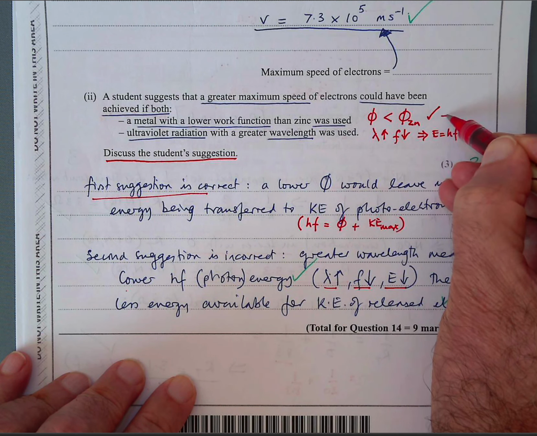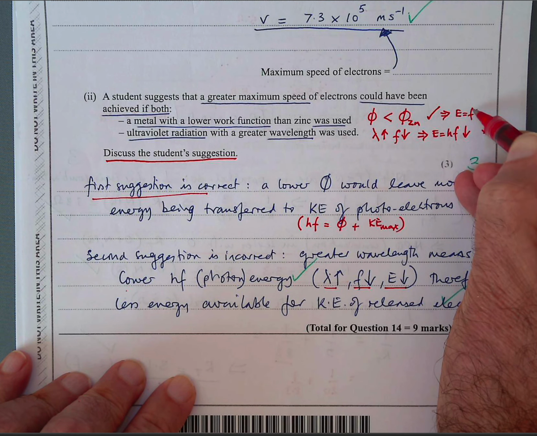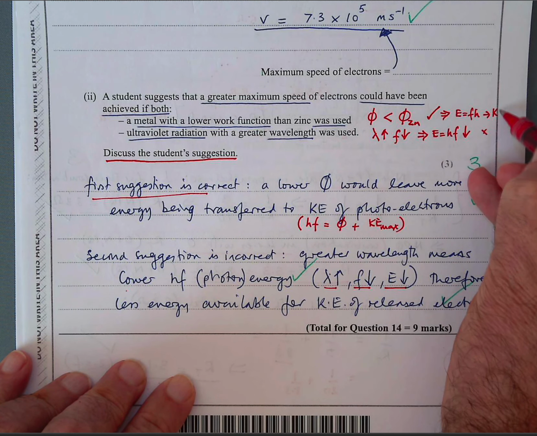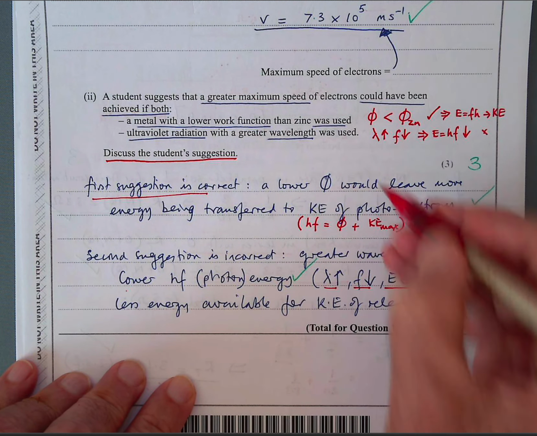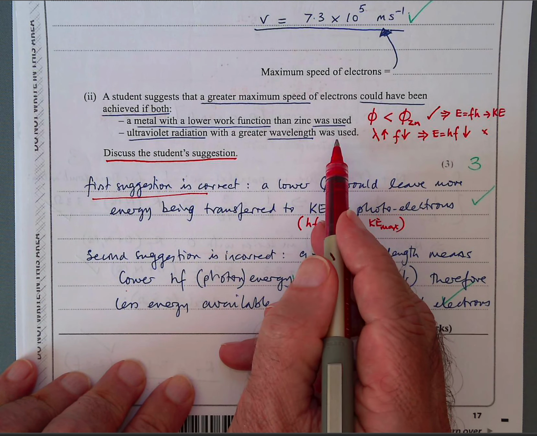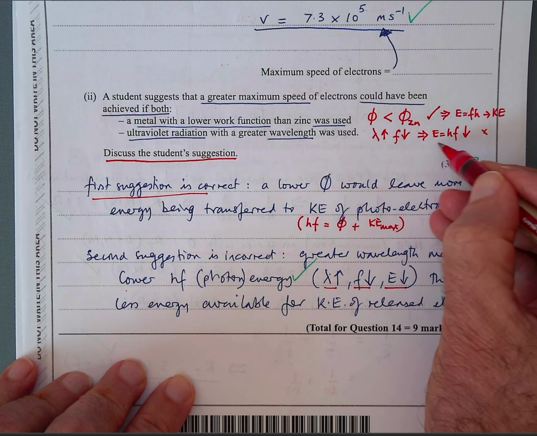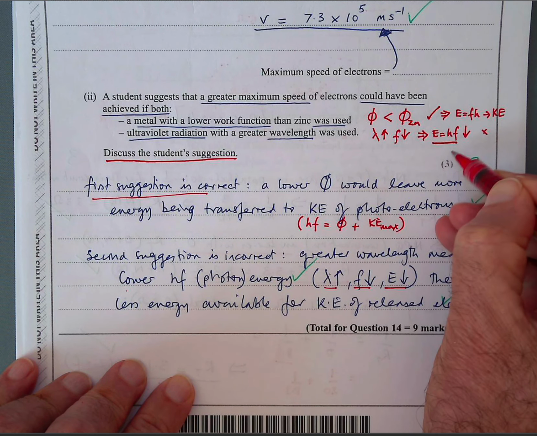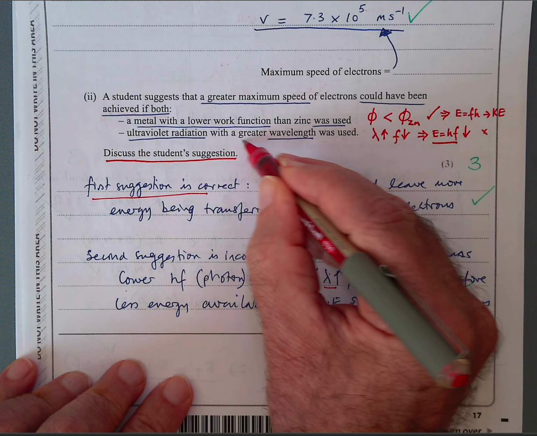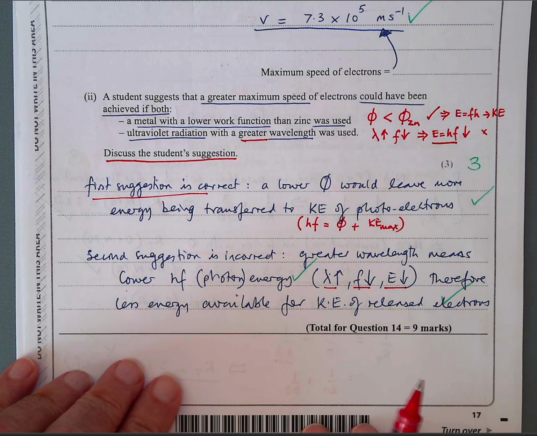So the excess energy, of the hf, f times h, I should have written it the other way, will go to kinetic energy. So this would be true. The second one says ultraviolet radiation with a greater wavelength was used. If it's a greater wavelength, that means the frequency is smaller, and if you remember, the energy is related directly to the frequency and not the wavelength. So a greater wavelength means a smaller frequency, which means smaller energy. You've got to be able to put that into words.